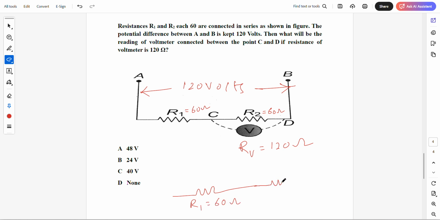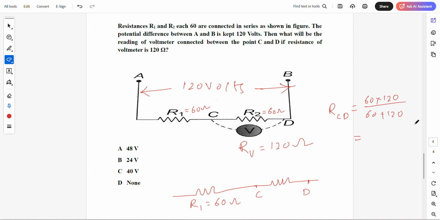Now you know very clearly, R1 is 60 ohm, and these two are connected in parallel. How to calculate the effective resistance between C and D? This is point C, this is point D. What will be the resistance between C and D? They are in parallel, so 60 into 120 divided by 60 plus 120. How much are we going to get?